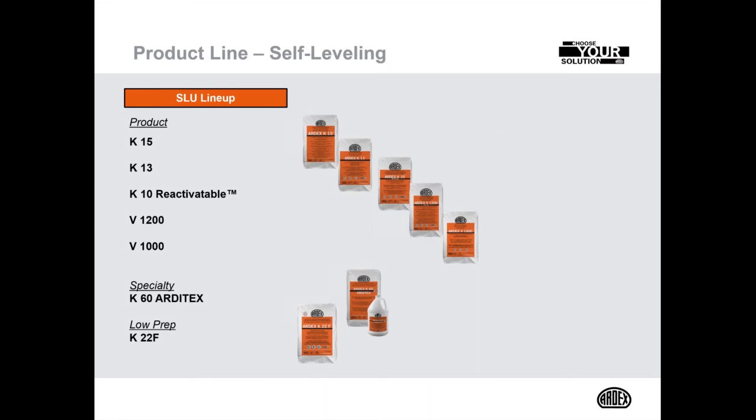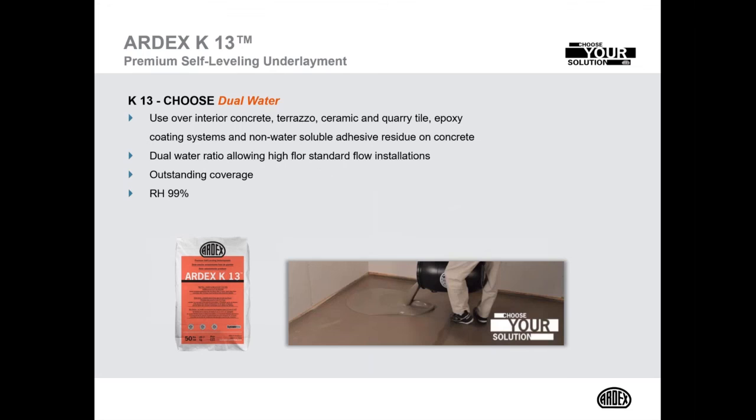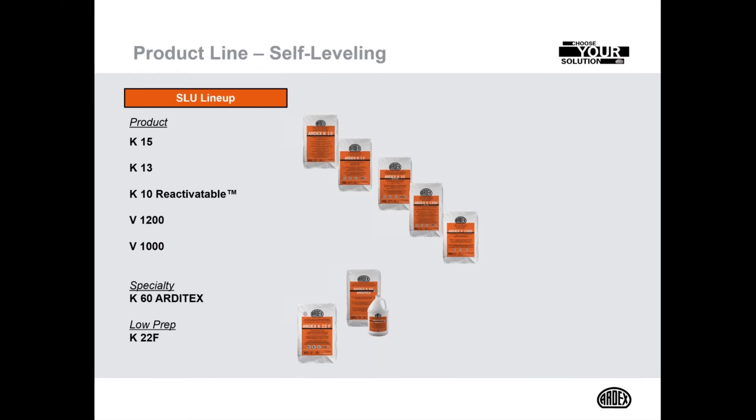Okay, full line of self-leveling materials. Certainly K15 has been around since the mid 70s and is the most widely specified self-leveling product out there. We got some newer technologies, K13 that we're going to discuss. We have a reactivatable K10, our workhorse V1200, and our entry-level V1000. A couple of specialty products, K60, which is mixed with a liquid, low tension material. We'll touch on that. And K22F is for fixing gypsum substrates. It has fibers in it, makes it extremely flexible, and then very high strength properties.